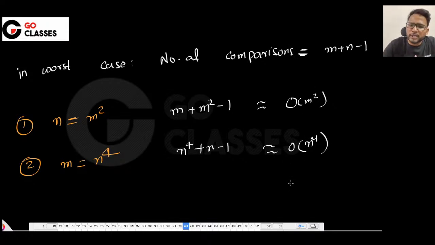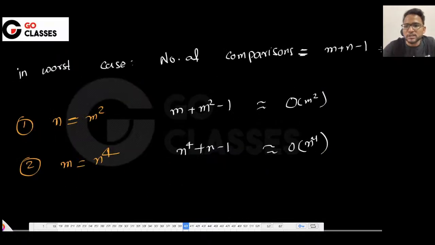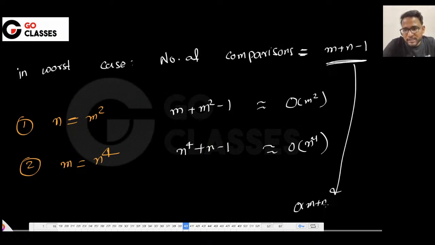Then can you say that it is order of m or order of n? No. Can you say order of m plus n? Yes, because it is always m plus n minus 1. So this is order of m plus n. Whatever is the case, it is always order of m plus n. If n is m square, then yes, the whole value will be n square or n power 4 based on the values, right? So I hope that is fine to everyone.